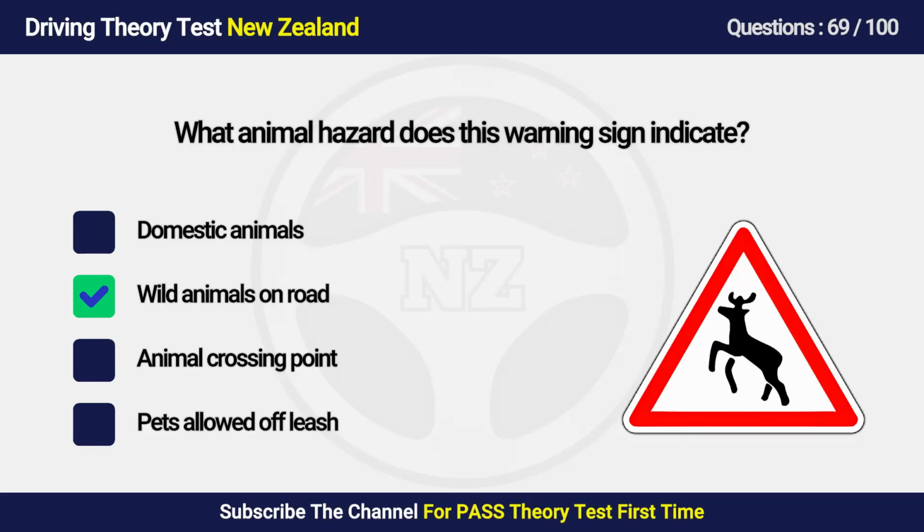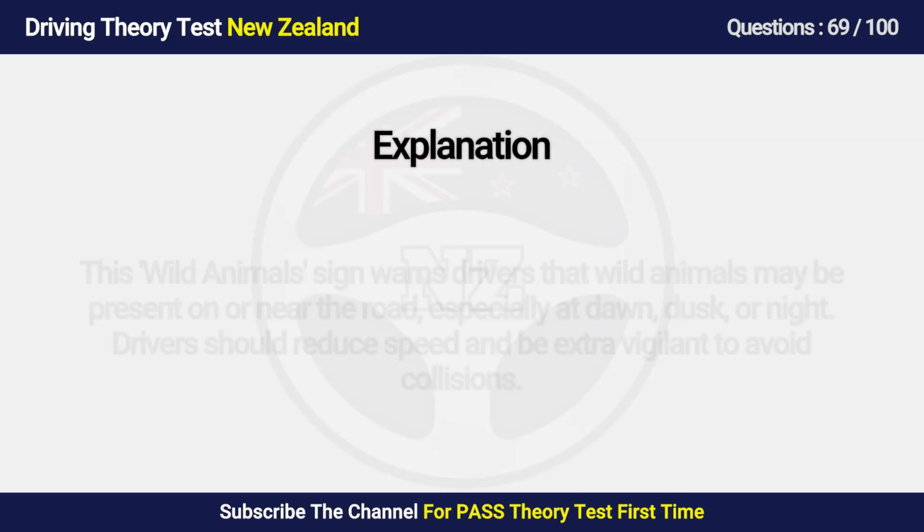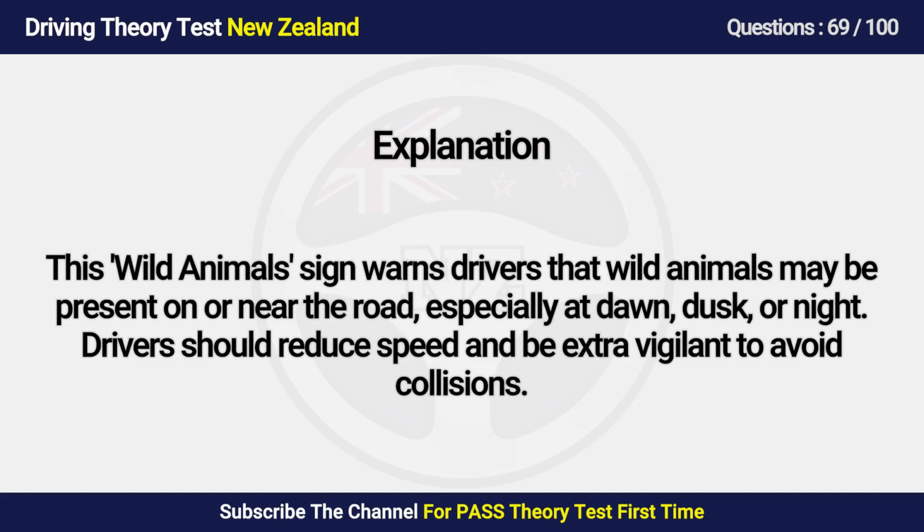Answer is B. Wild animals on road. This wild animals sign warns drivers that wild animals may be present on or near the road, especially at dawn, dusk, or night. Drivers should reduce speed and be extra vigilant to avoid collisions.